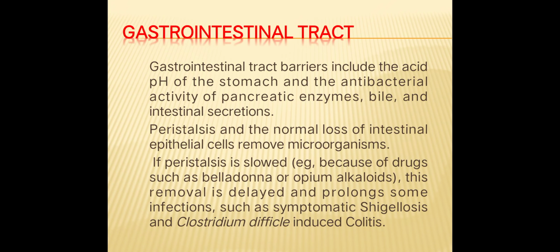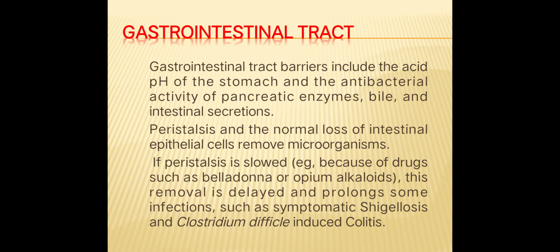Next, we will see about the gastrointestinal tract. The gastrointestinal tract barriers include the acid pH of the stomach and the antibacterial activity of pancreatic enzymes, bile, and intestinal secretions. Peristalsis and normal loss of intestinal epithelial cells remove microorganisms.